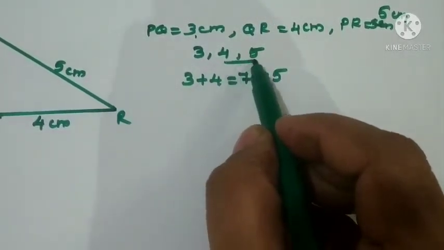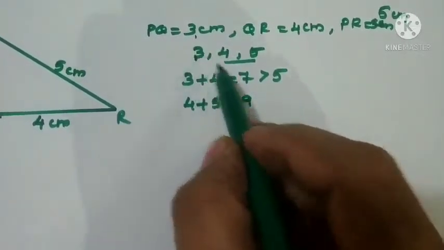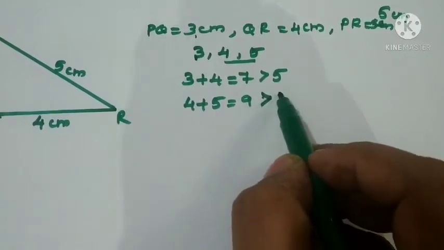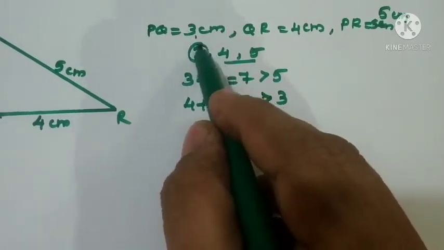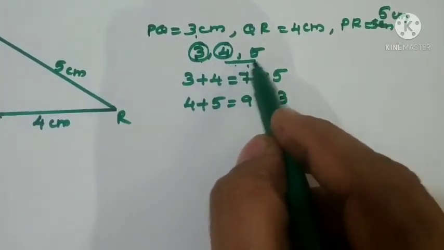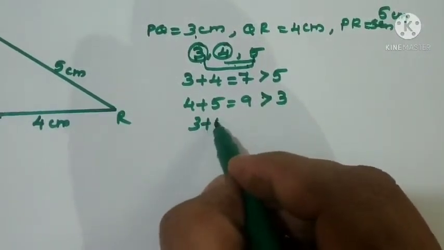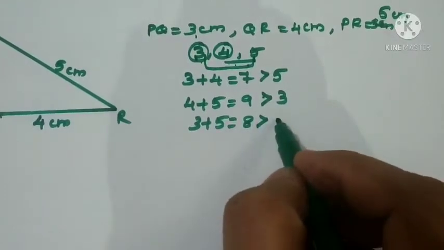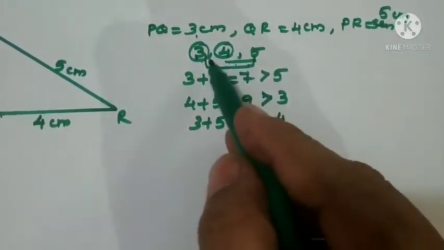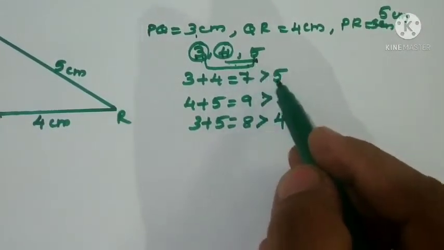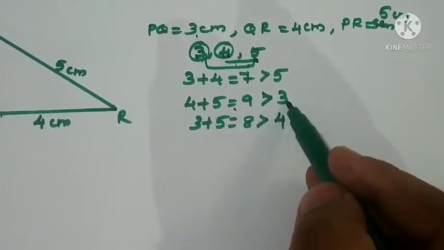Now I am using 4 and 5. So 4 plus 5, what is the answer? 9. The unused one, the third side, is 3 this time, so it is greater than 3 also. Now which is left? 3 and 5. So 3 plus 5 we are getting as 8. 8 is definitely greater than 4 only. So 3 plus 4 should be greater than the unused side 5. 4 plus 5 equal to 9, then the unused one is 3 only.